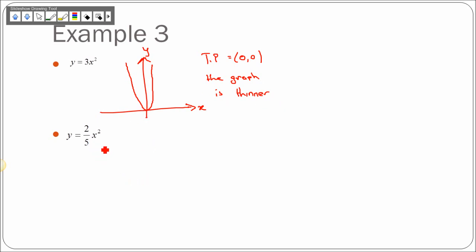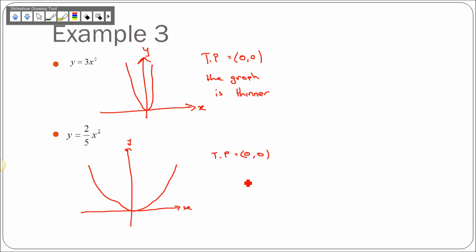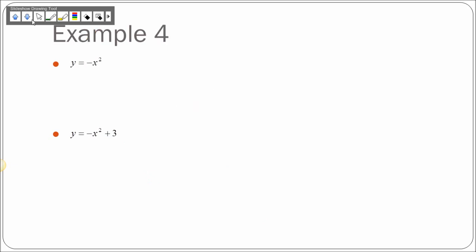Okay, next one. This is a fraction. It's less than 1. And what happened to graphs that were less than 1 but greater than 0? Well, they became wider. So 2 over 5, let's draw a wide graph. There we go. Okay, the turning point hasn't changed. It hasn't moved at all. It's just 0, 0. But the graph is wider. Nice, easy one. Alright, there's a couple more in example 3, but let's move on to example number 4.